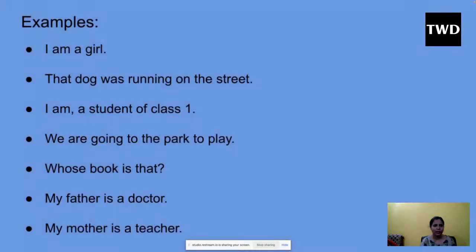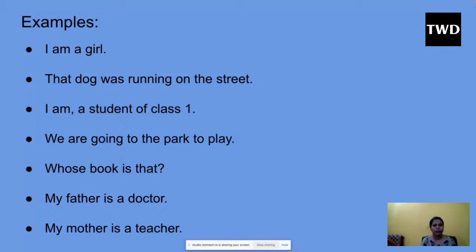Okay. So again here I have got some sentences. Here we have got some common nouns. I am a girl. So which is the common noun here? It is girl. That dog was running on the street. What are the common nouns here? Who can answer me in the chat? That dog was running on the street. Which is the common noun here, people?